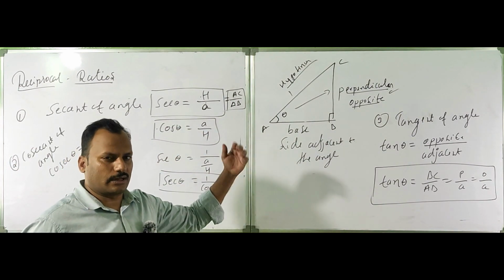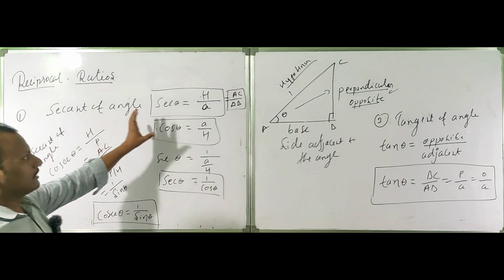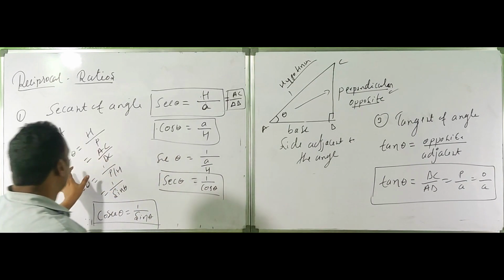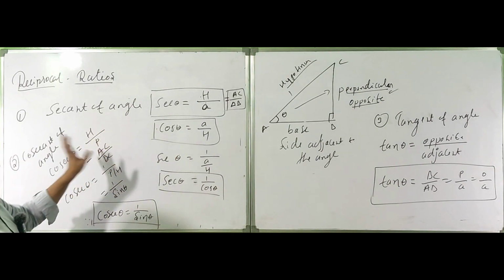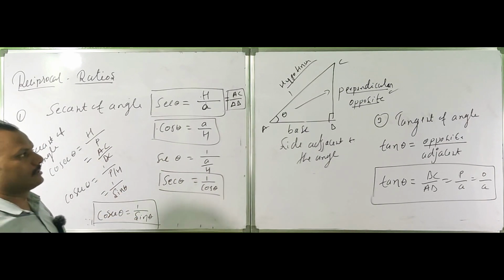By some examples you will come to know the topics. Secant theta is the reciprocal of cos, hypotenuse by adjacent. Cosecant theta is hypotenuse by perpendicular, the reciprocal of sine. 1 by sine, 1 by cos, right?